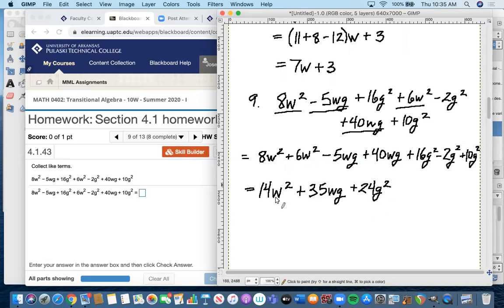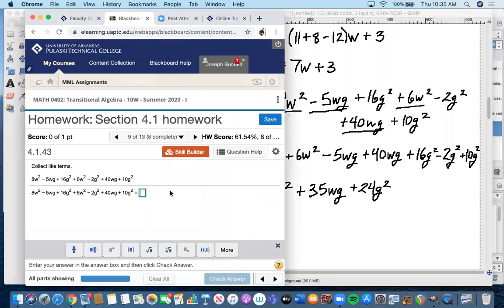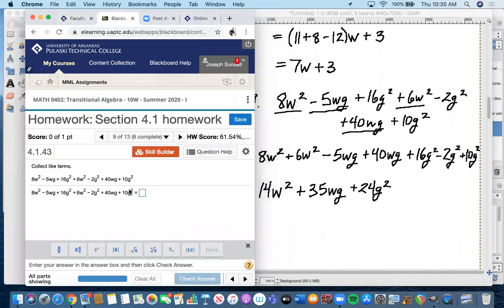Okay, and so once I get here, now I can't combine anything else. So now I'm done. So my answer here is, let me scoot this over so I can see, 14w squared plus 35wg plus 24g squared.